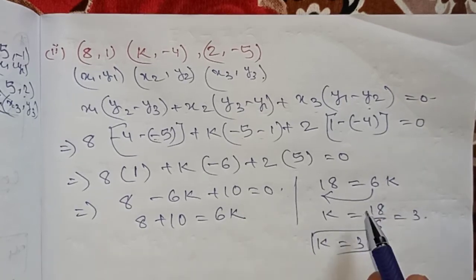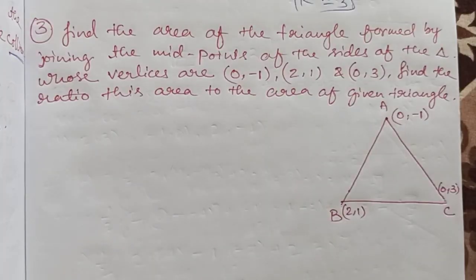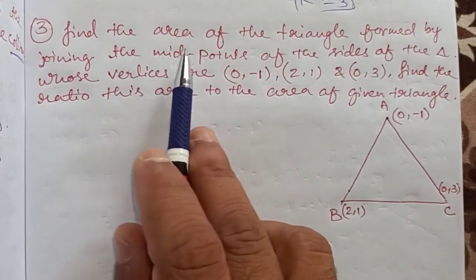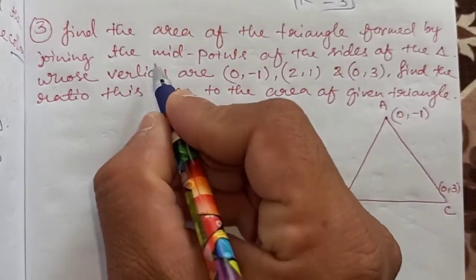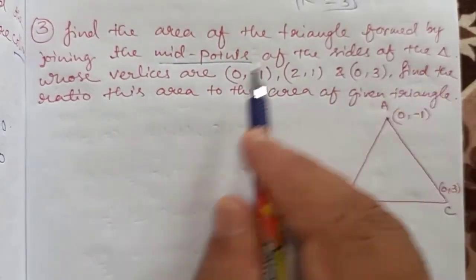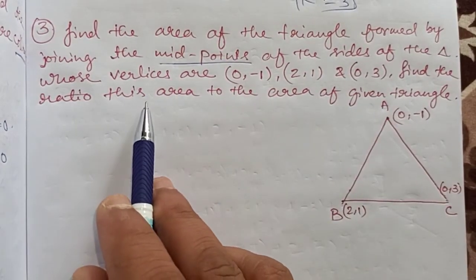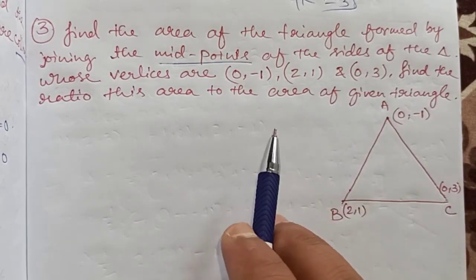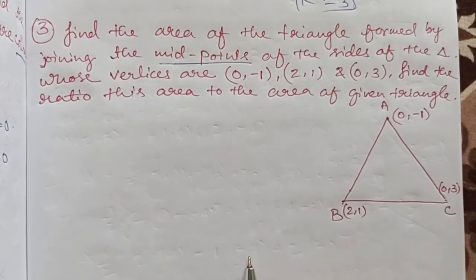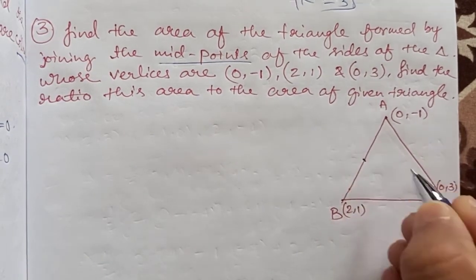Okay. So in this way we can find the value of k by using the collinearity formula. Now question number 3. In question number 3 it is given, find the area of the triangle formed by joining the midpoints of the sides of the triangle whose vertices are these. Find the ratio of this area to the area of the given triangle. Okay. So we have to find out the area of a triangle which is formed by joining the midpoints.